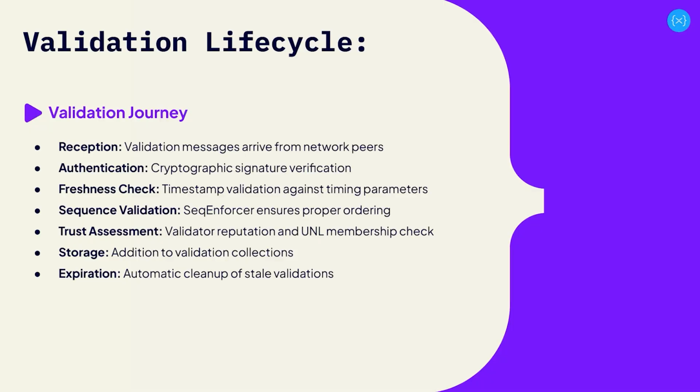Next, we will cover the validation lifecycle and its journey. First, we have reception. Validation messages arrive from network peers. We authenticate these messages through cryptographic signature verification. We do a freshness check on the timestamp to validate against the timing parameters we discussed. We have sequence validation using the sequence enforcer to ensure proper ordering. We do trust assessment, which means checking the validator reputation against the UNL membership. Then we store these validation collections and we check whether or not they are expired.